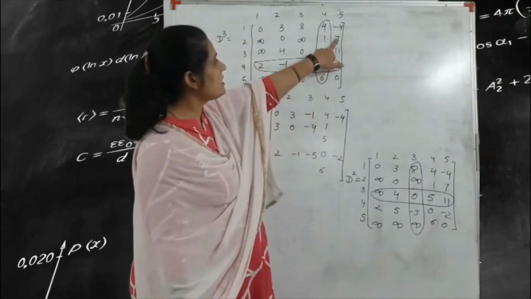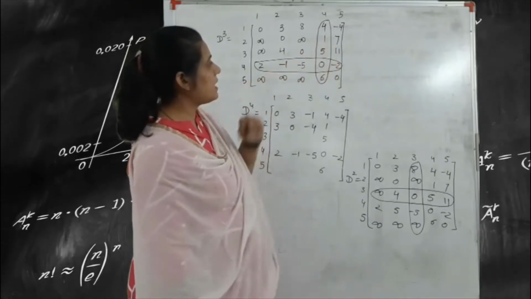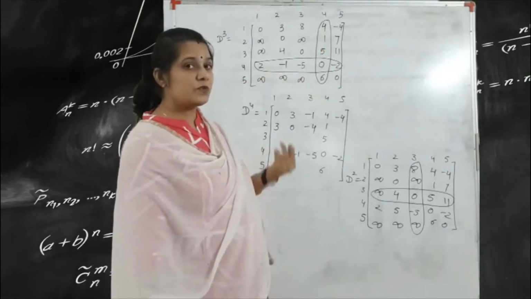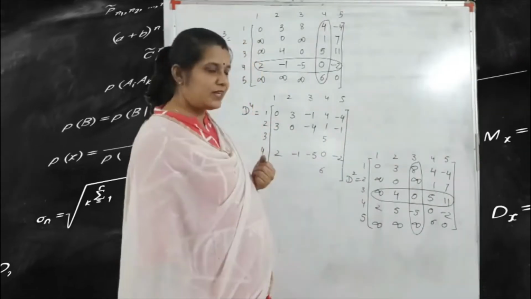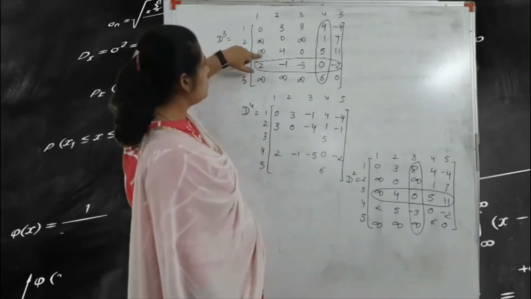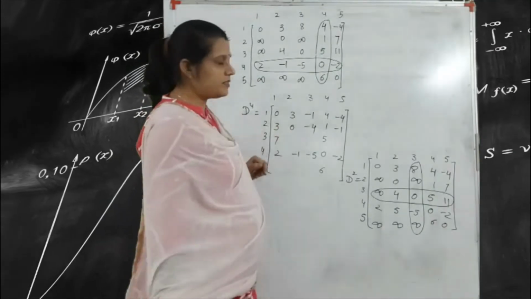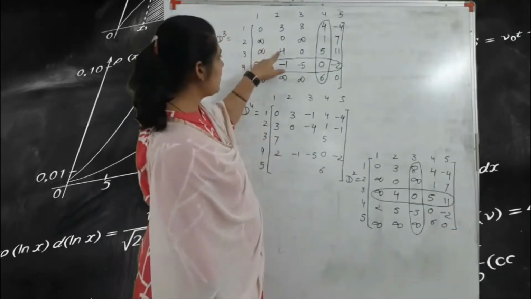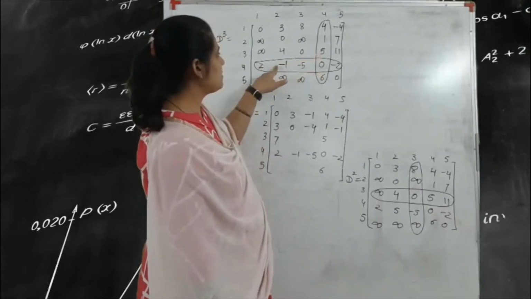Okay, next value is 7. According to this 1 and according to this minus 2, minus 2 plus 1 is equal to minus 1. So we write here minus 1. Okay, next is this value. According to this infinite, 2 and 5. So 5 plus 2 is 7. So obviously we write here 7. According to this 5, 4, minus 1 and 5. So 5 minus 1 is equal to 4.